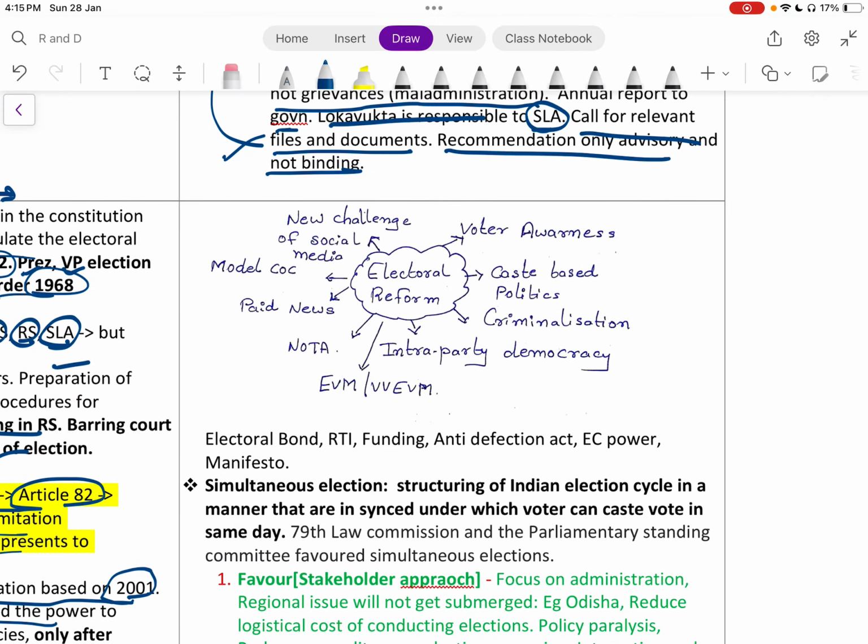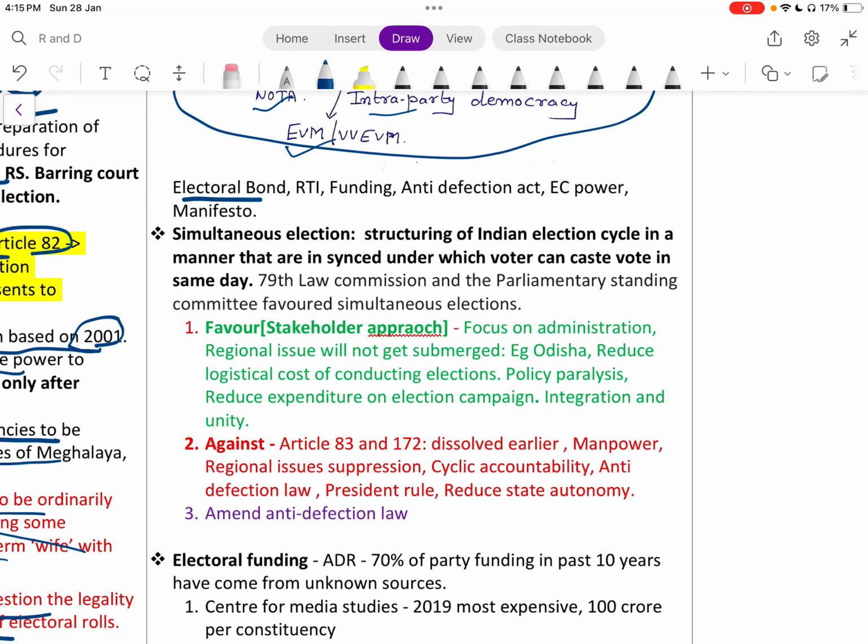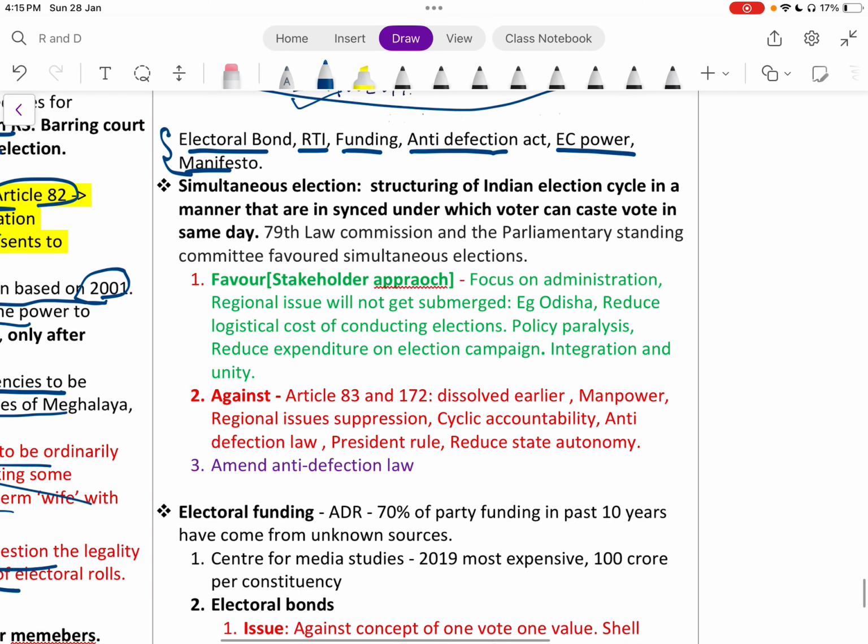Okay. Electoral reforms. Why do we need them in the first place? First is the new challenge of social media, voter awareness, caste-based politics, criminalization, intra-party democracy is lagging, EVM and VVPAT, NOTA, paid news, model code of conduct. Okay, so because of which there is a need for electoral reforms. Electoral bond, RTI, funding, Anti-Defection Act, election powers and manifesto. These are the various issues.